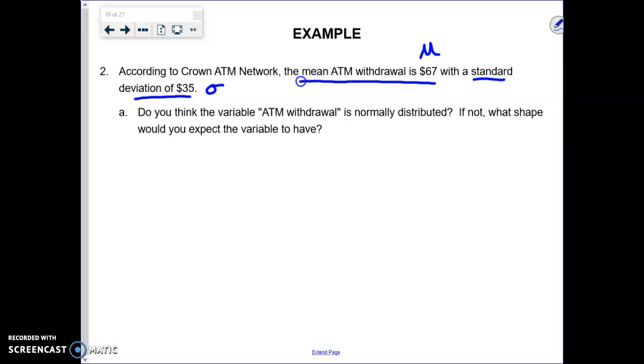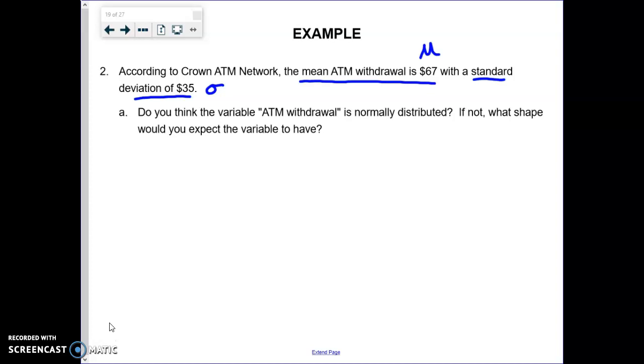Now, the first part of this is asking, what do you think the variable ATM withdrawals, do you think it's normally distributed? If not, what shape do you expect it to have? So I'd like you to think about that here and then pause the video, and then when you're ready for an answer, we'll see if you're right or not.